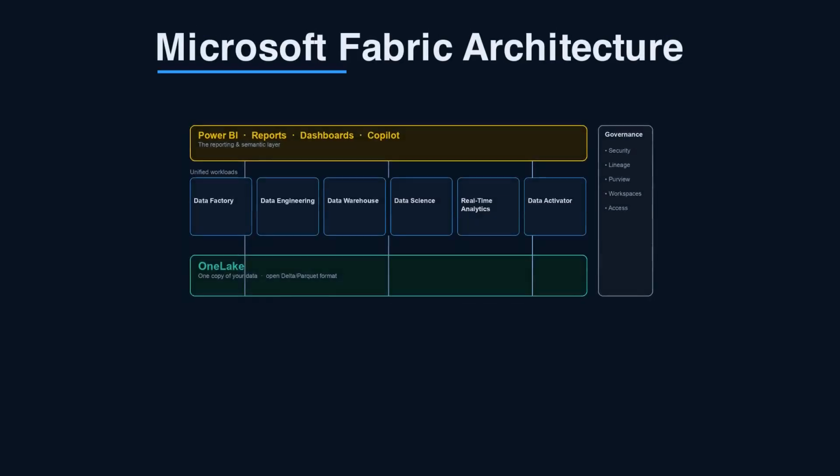Microsoft Fabric changes the architecture. Instead of stitching services together, Fabric is a unified software as a service analytics platform. OneLake becomes the shared data foundation. On top of it, workloads like Data Factory, Data Engineering, Data Warehouse, Data Science, Real-Time Analytics, and Data Activator all work together. And Power BI sits right on top, reading the same governed data. One platform, one copy of your data, one governance model.